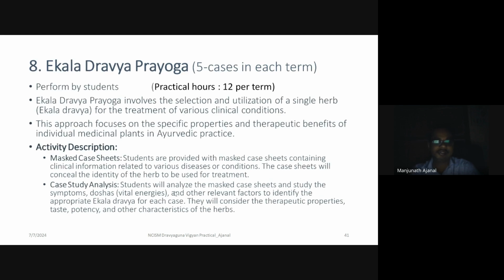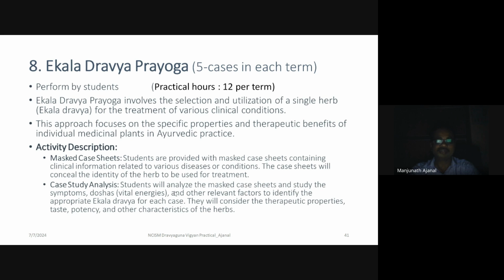And the eighth practical is Ekala Dravya Prayoga. So across all three terms, in every term the student needs to perform five cases, a total of 50 cases. This practical carries 12 hours per term. So here, Ekala Dravya, the single drug therapy, the student needs to perform this. This approach focuses on the specific properties and therapeutic benefits of the individual medicinal plant.